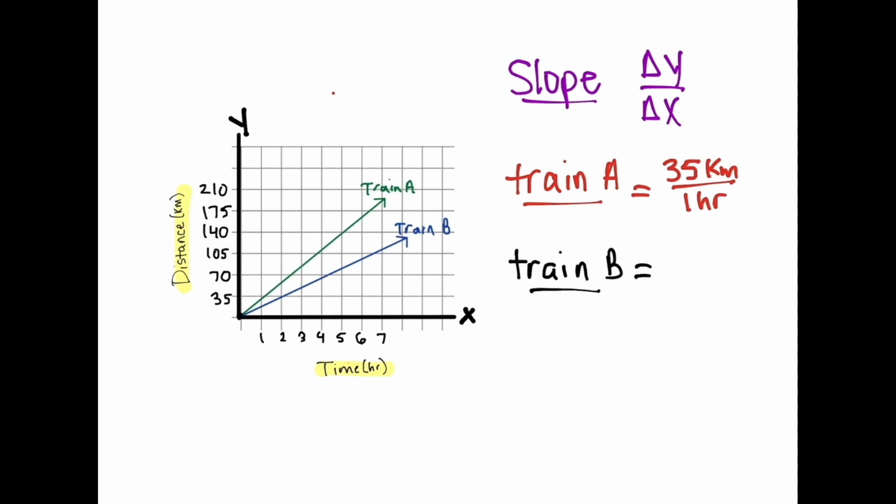Now let's look at train B. We can use 0, 0 for train B as well. Then if you look, in 2 hours, it's gone about 35 kilometers. So train B has gone about 35 kilometers in 2 hours.